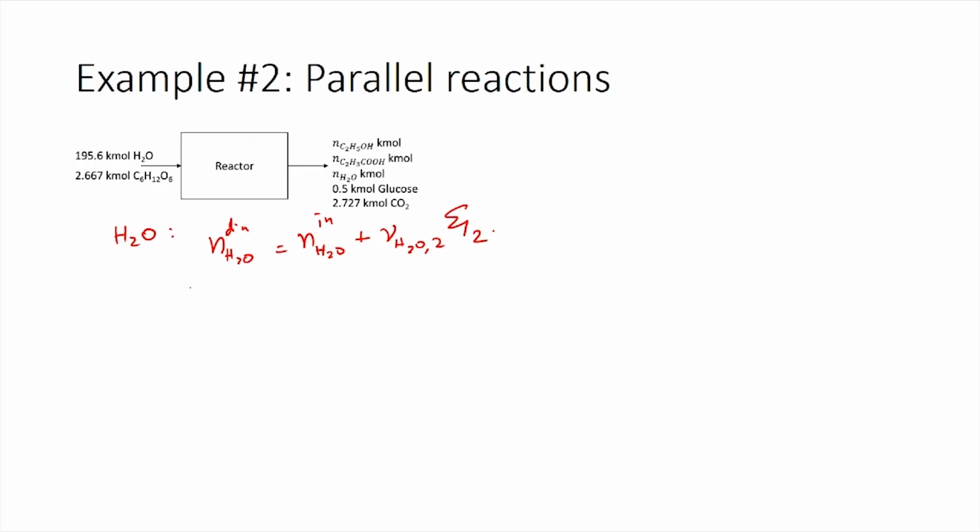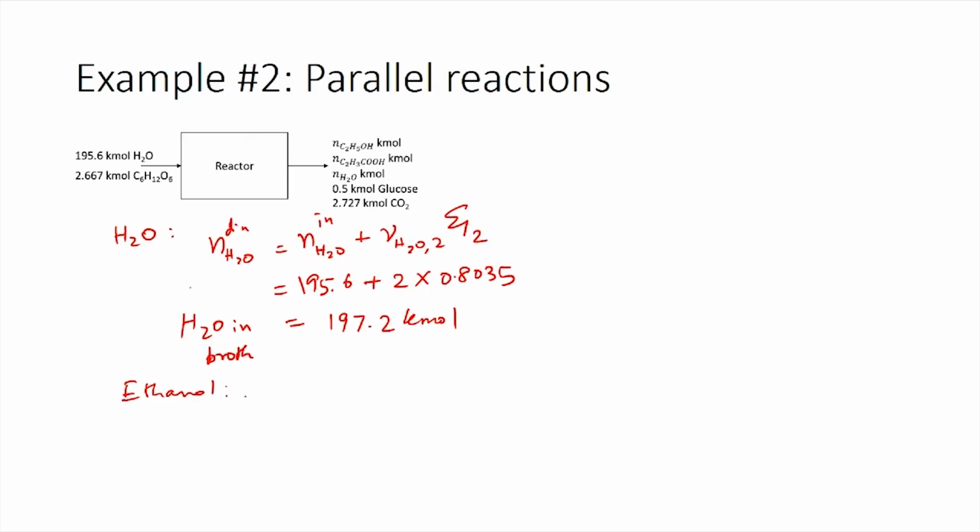For this reason, we have used only the stoichiometric coefficient of water in the second reaction and the extent of reaction for the second reaction. So, the initial amount of water is 195.6 and the stoichiometric coefficient for water is 2 times 0.8035, giving you the total amount of water in the final broth as 197.2 kilomoles, and we can write an ethanol balance followed by this.